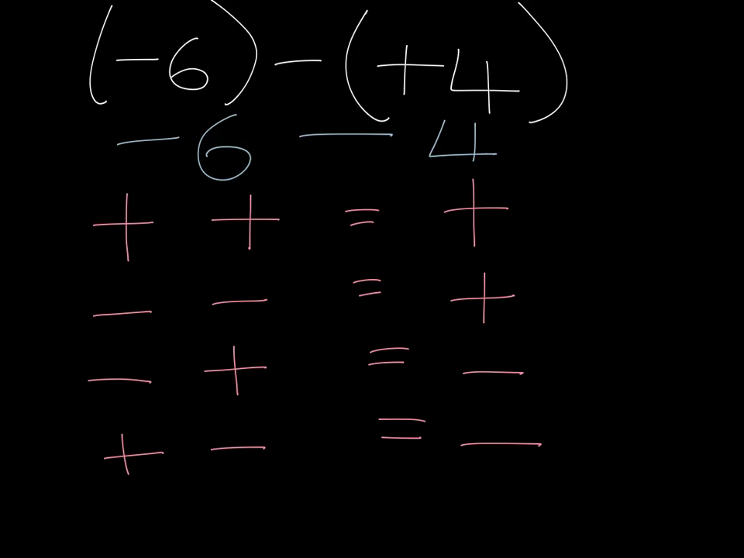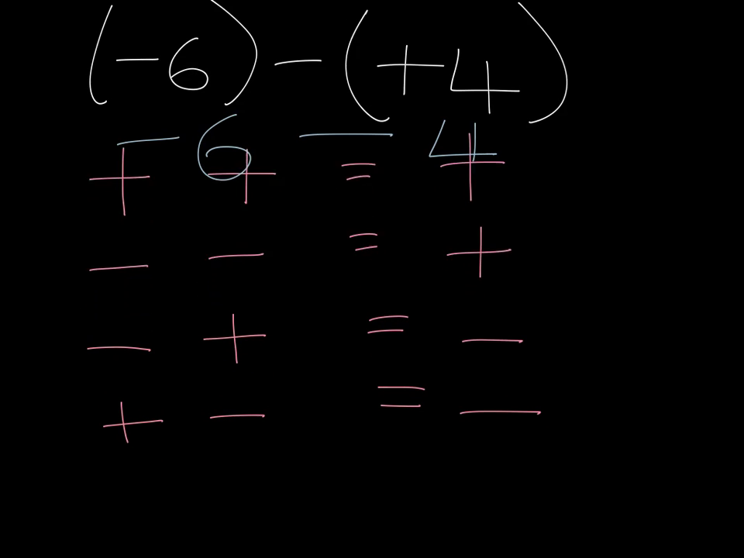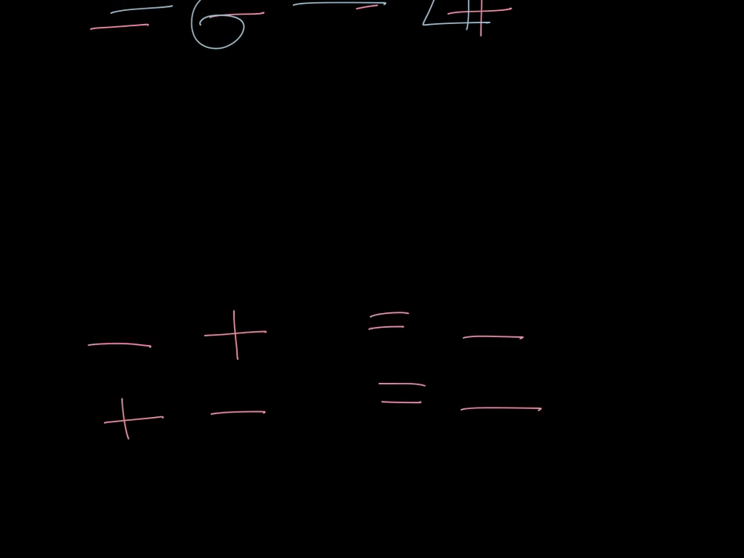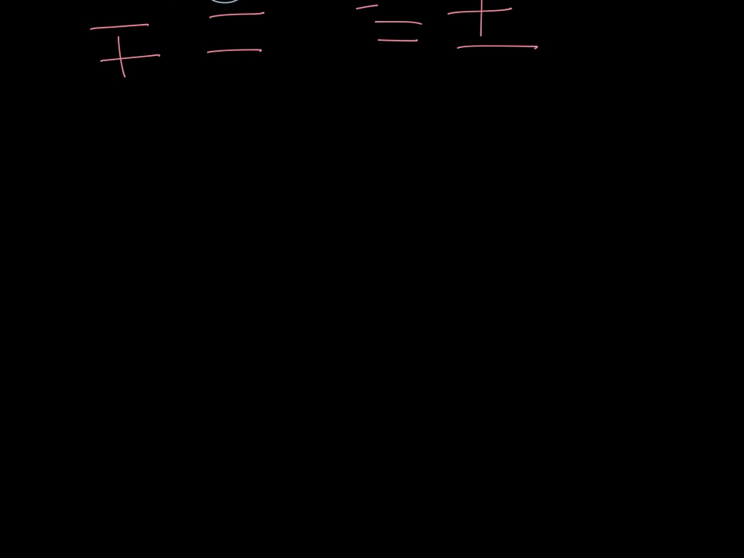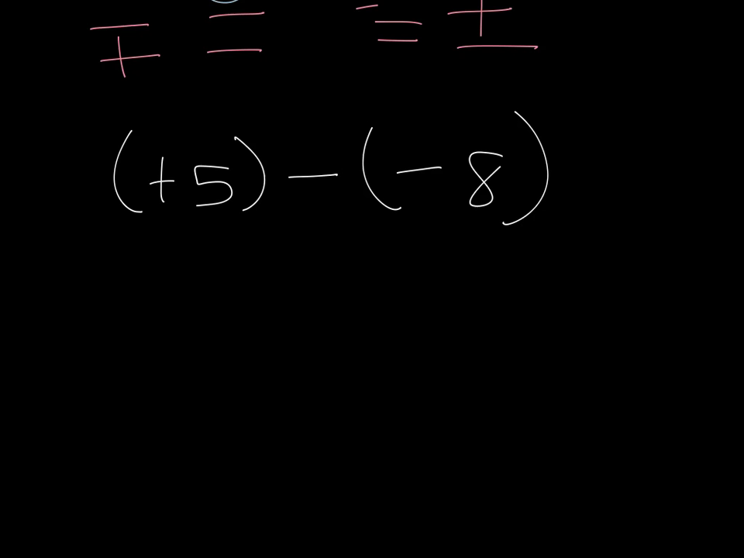Let's just try one more. Let's move all of this up here. One more. Let's do +5 take -8. Now, what did we say? Look at your notes. If we've got a negative and a negative next to each other, they're the same, so it becomes a positive. So it'll be +5 plus 8.